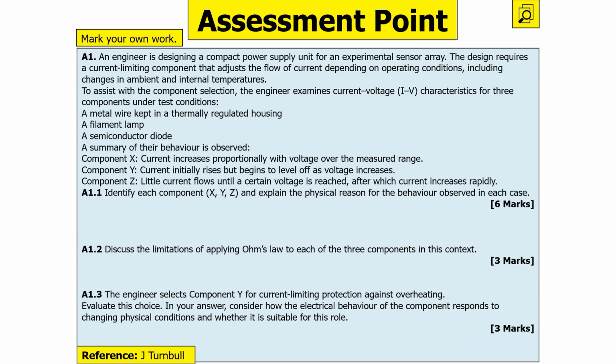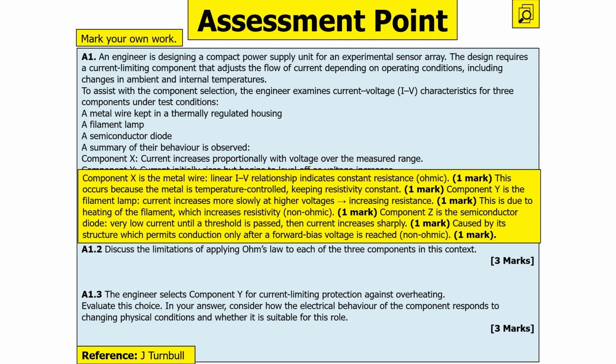Right, in this first one, what do we know? Well, component X is the metal wire. There's a linear IV relationship indicating a constant resistance, or it follows Ohm's law. This is because the metal is temperature controlled, so it keeps the resistivity constant. Component Y is the filament lamp, because the current increases more slowly at higher voltages because there's an increasing resistance. This is due to the heating of the filament, which increases the resistivity. Whilst component Z is the semiconductor diode.